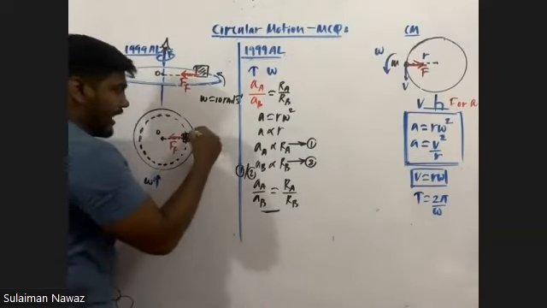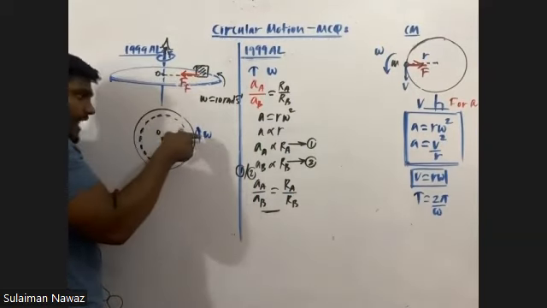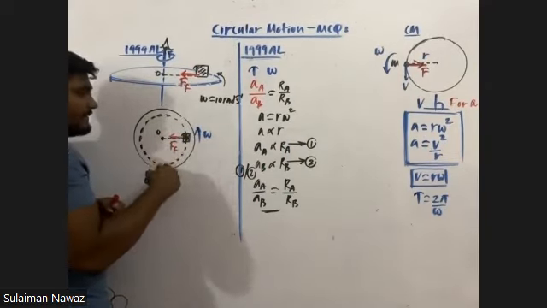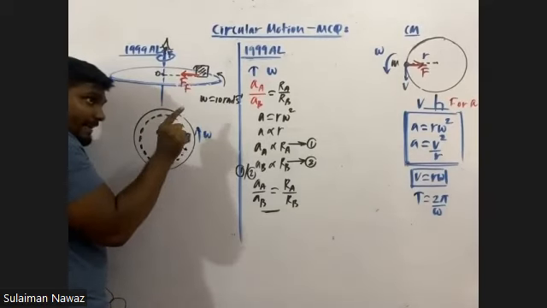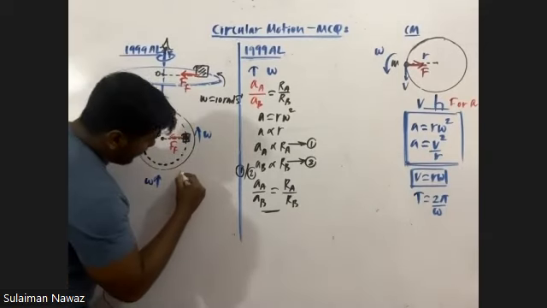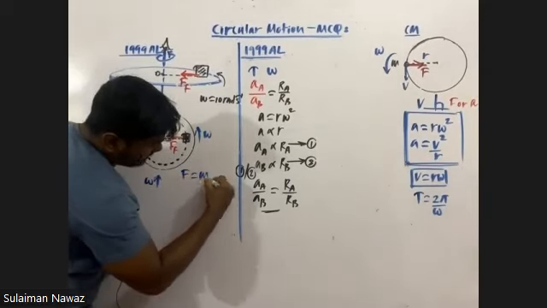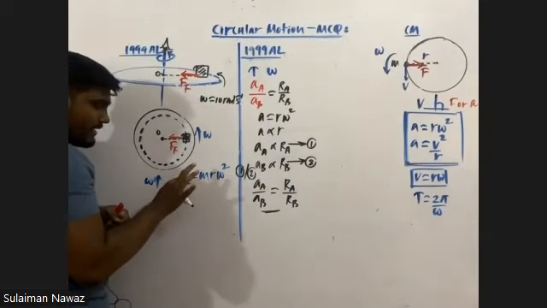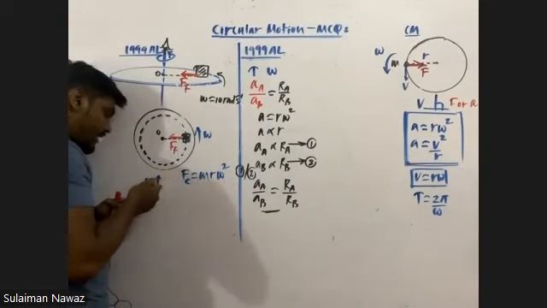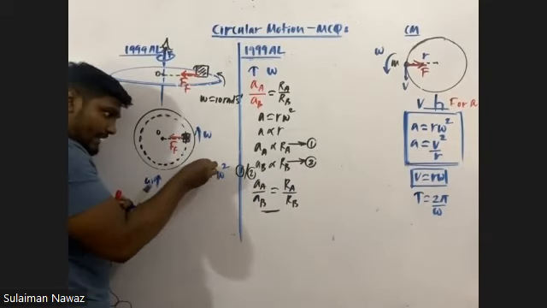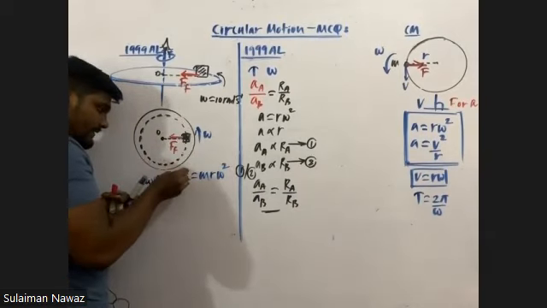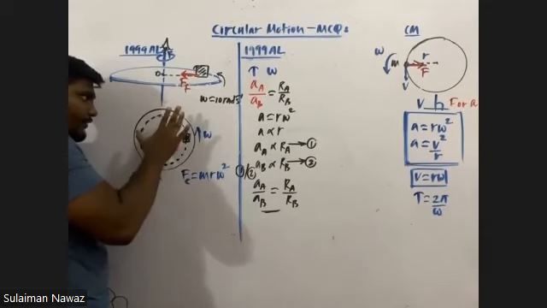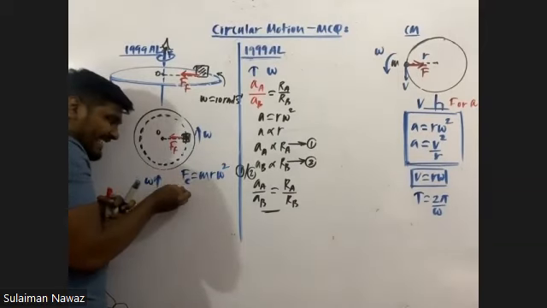Why? When the angular velocity of the object moving in a circular motion increases, relative to that, centripetal force to the center must be increased. Why? Centripetal force equals mass into r omega squared. This capital F means centripetal force, Fc. Fc equals m r omega squared. When angular velocity increases, in order to maintain the same circular motion, centripetal force must be increased. Did you understand?